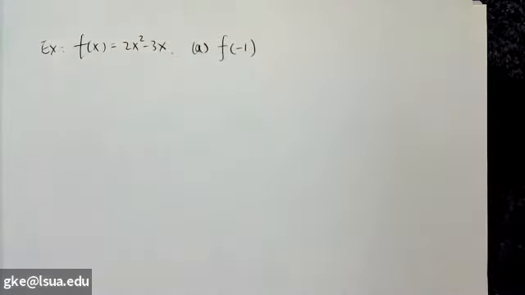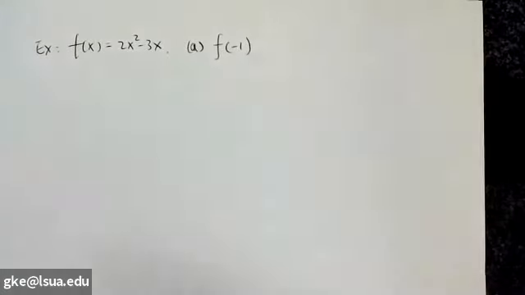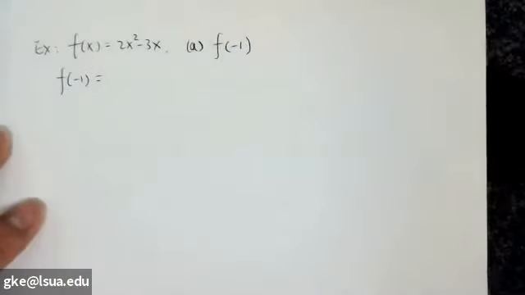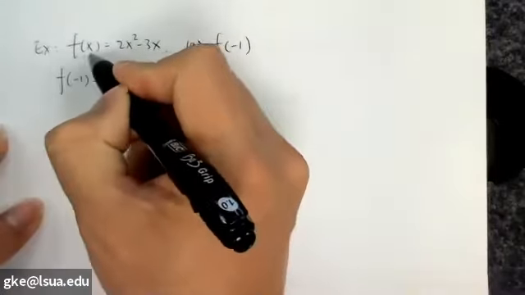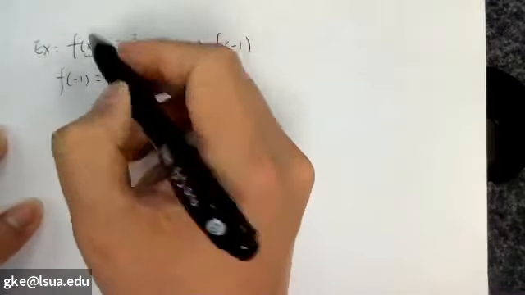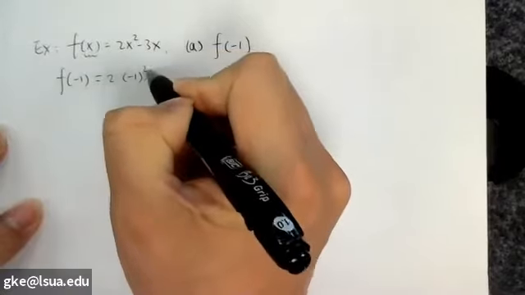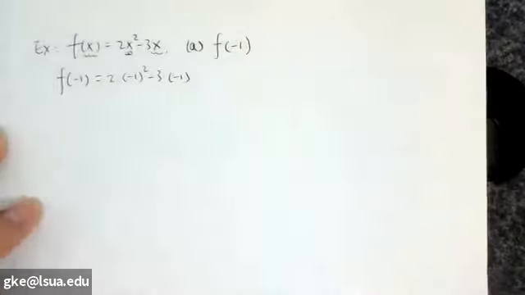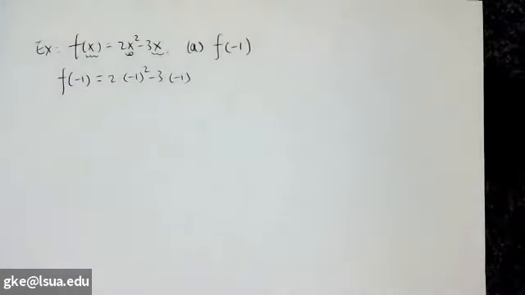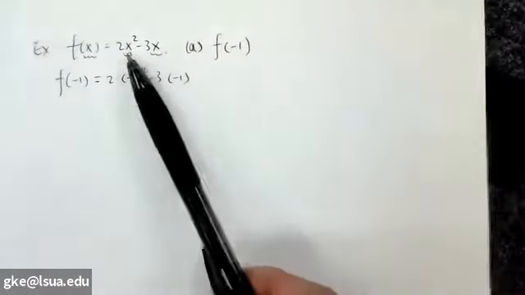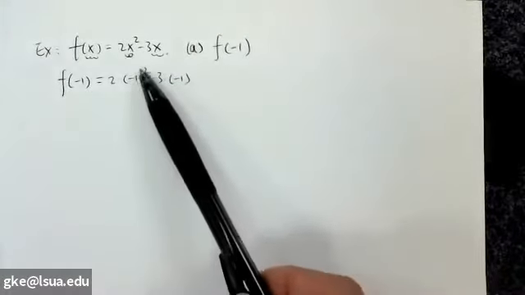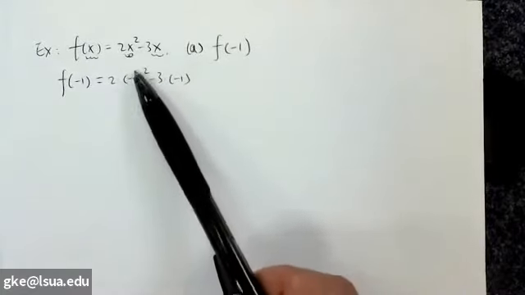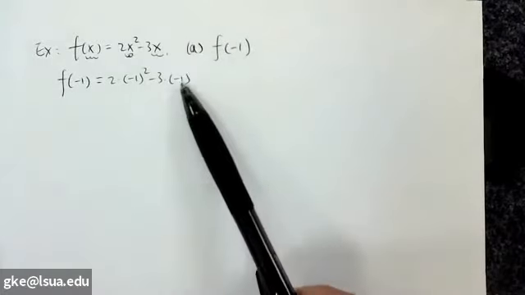Okay, now let me write down the answer on the board. So for this one, we replace the x by -1. When you plug in a negative number, you'd better use parentheses, right? So here x squared is going to be parentheses -1 squared, and here x is -1.